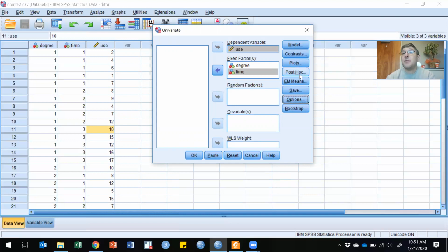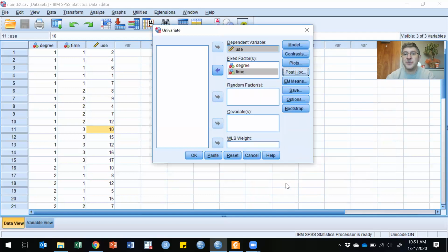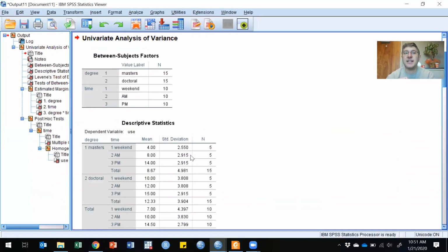anything. And we could also ask for post hoc test for our time of day variable. We don't need post hoc tests for degree because there's only 2 levels, master's, doctoral. But time of day has 3 or more. It has weekend, evening, and morning. So we could request like 2 post hocs, for instance, is what I requested in the example online. So we'll click continue. We'll click OK.